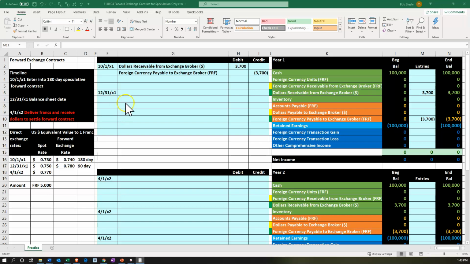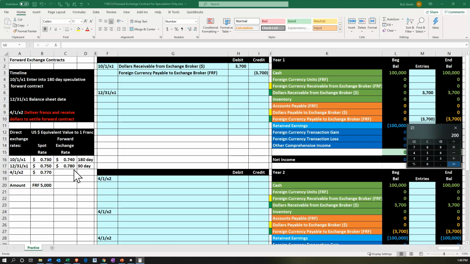So then on 12/31, if we say now it's 12/31, and we have to do our balance sheet and our adjusting entries at the end of the time period, then we're going to calculate this as of the end of the time period. So instead of adjusting the receivable, as we've seen in the past, that's going to be in dollars, we're going to be adjusting the payable here because we're going to be paying in francs. So we're going to take the 5,000 francs that we're going to be paying, and now we're at the new speculative rate, which is 0.78. So times 0.78, that's going to be 3,900 minus the 3,700.